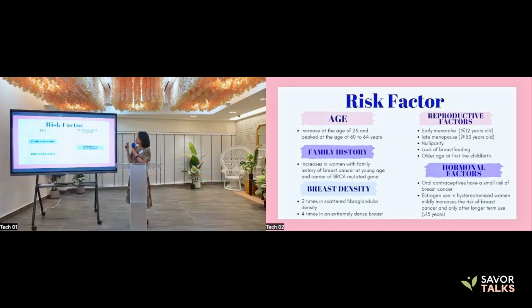Okay, so let's say if a lady reaches menopause early, before 12 years old, the menstrual cycle changes will be over. And also late menopause, which is more than 50 years old, they are at very high risk. And now we are seeing that they don't have any pregnancy. Because when you are pregnant, there is no menstruation for 40 weeks, so there is no hormonal change for weeks. So the more hormone changes, the higher risk that you will get.